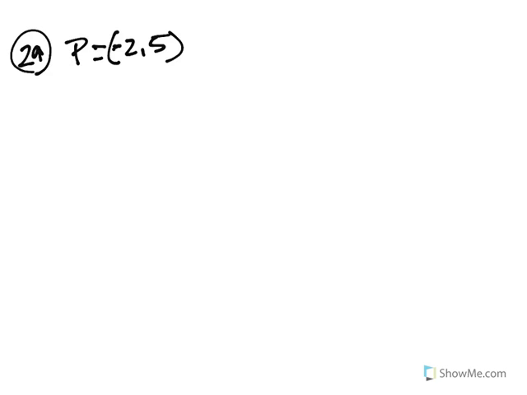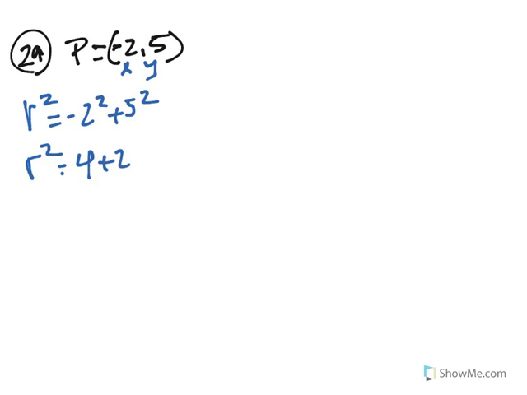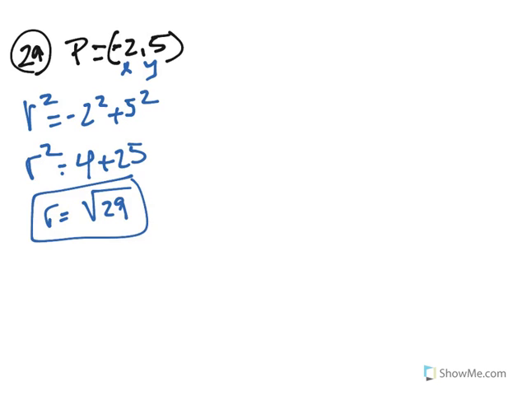Let's do this one. As always, I'm going to find my r and my theta first. So this is my x, and that's my y. r squared equals negative 2 squared plus 5 squared. r squared equals 4 plus 25, so that makes r equal to root 29. Okay, now I'm going to do theta. Theta equals inverse tangent of 5 over negative 2. So I'm going to do second tan of 5 divided by negative 2, and I get negative 68.2.